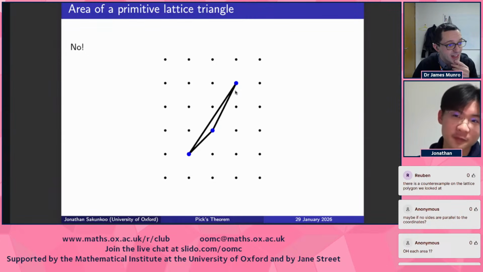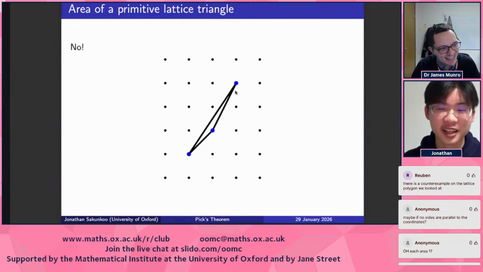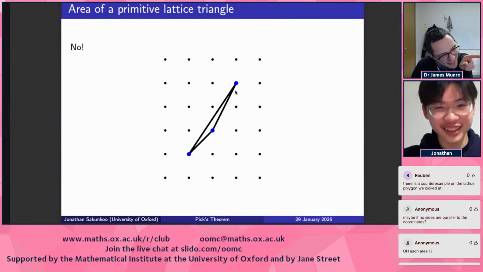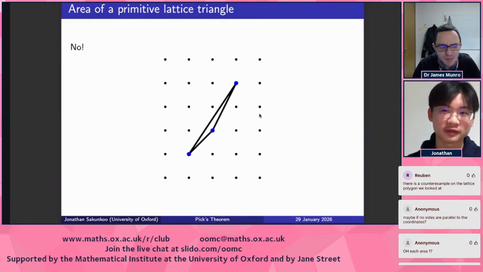Ruben in chat gets to say "I told you so" for spotting that there was one of those hiding in your lattice polygon from before. But indeed there was, down the bottom left side, I think. Right, that is true. Okay.